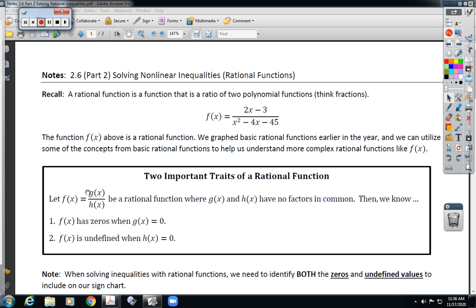We're still going to do sign charts. The big change will be that instead of just the zeros on our sign chart, we will have the zeros and the undefined values to deal with. Other than that, it's the same thing we've been doing. We find the zeros of polynomials, which we've been doing for weeks. Should not be any big deal.